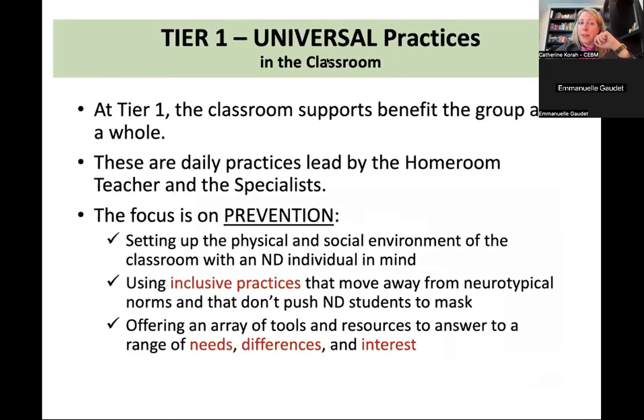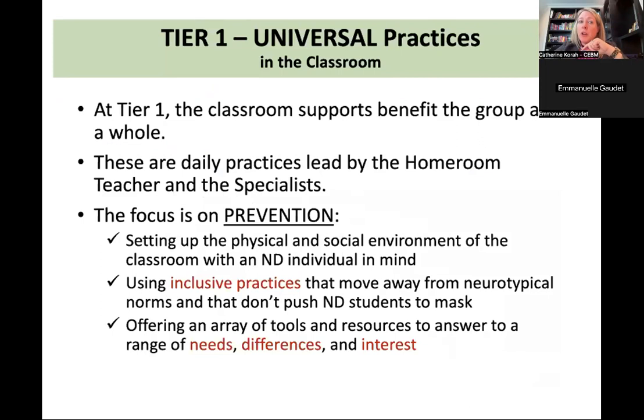So at a tier 1 level, we are talking here about prevention. We are talking about supports from the teacher, from the homeroom teacher, and from the specialists, support staff if they're in the classroom and so forth. And so whomever, and if it's in the schoolyard, it would be whomever is there on supervision.